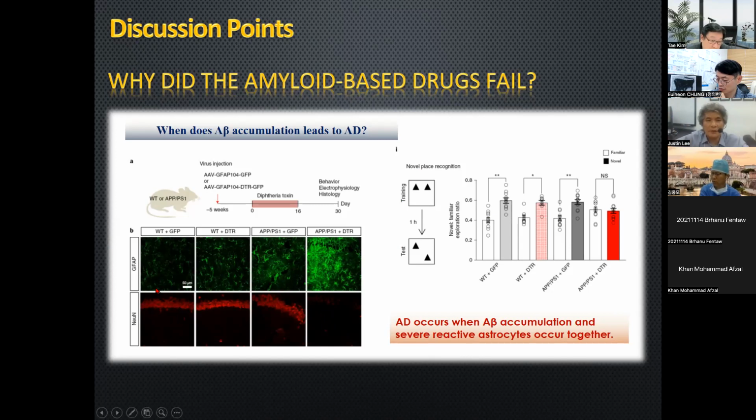So we answered the last question: when does this A beta accumulation lead to AD? I think it's when it accompanies some experience, such as viral infection or traumatic brain injury, which leads to severe reactive astrocytes and can lead to an AD condition.